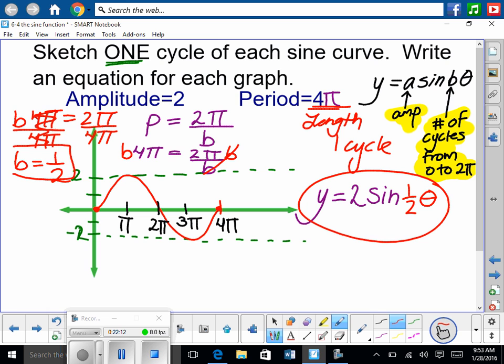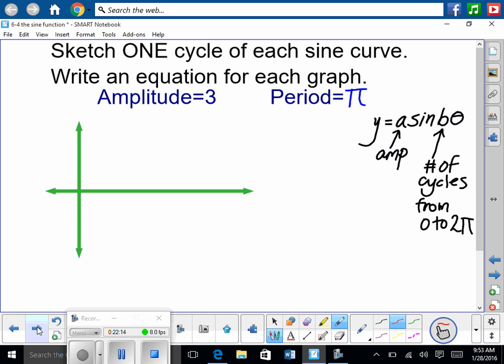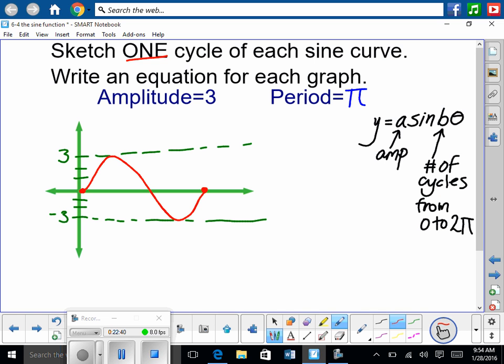Okay, let's do another one. Here we go. So it says, sketch 1 cycle. So we're going amplitude of 3, up 1, 2, 3, negative 1, 2, 3. I draw in my asymptotes. And then I'm going to draw in, because it says 1 cycle, I'm only drawing in 1 cycle. So starting here, I go all the way up, all the way down, and back to the starting point. I've now physically drawn in 1 cycle.